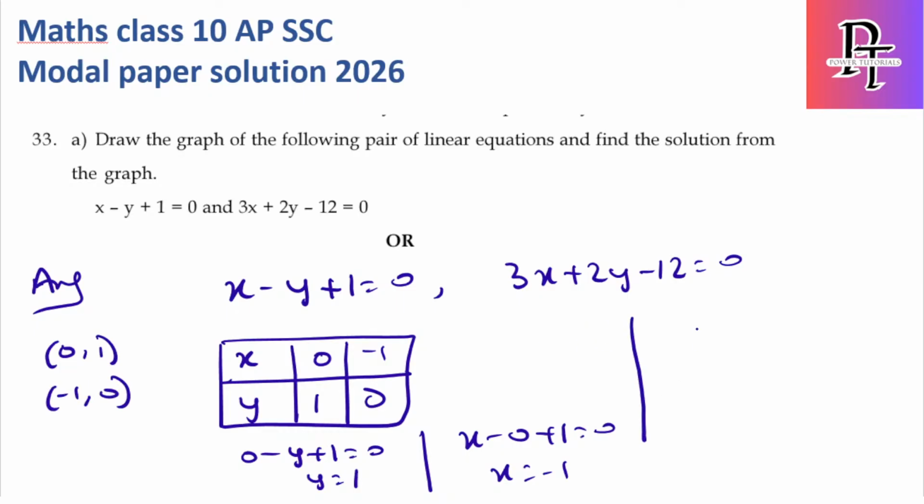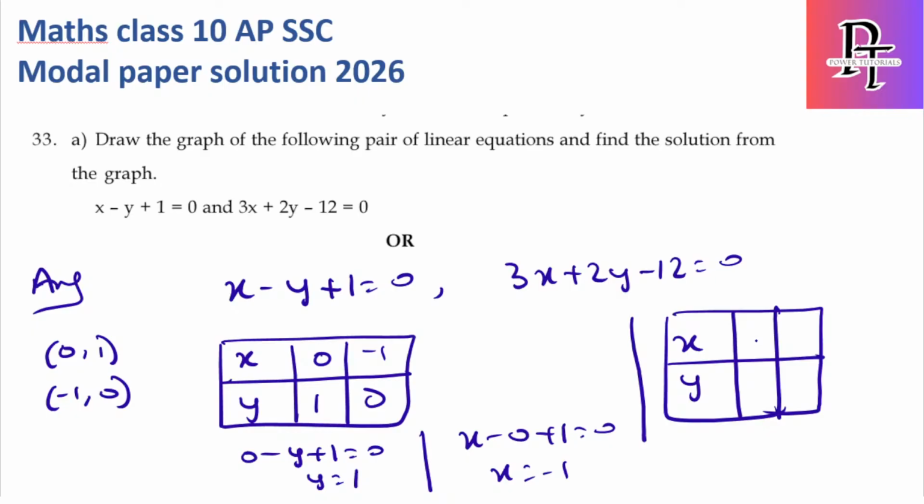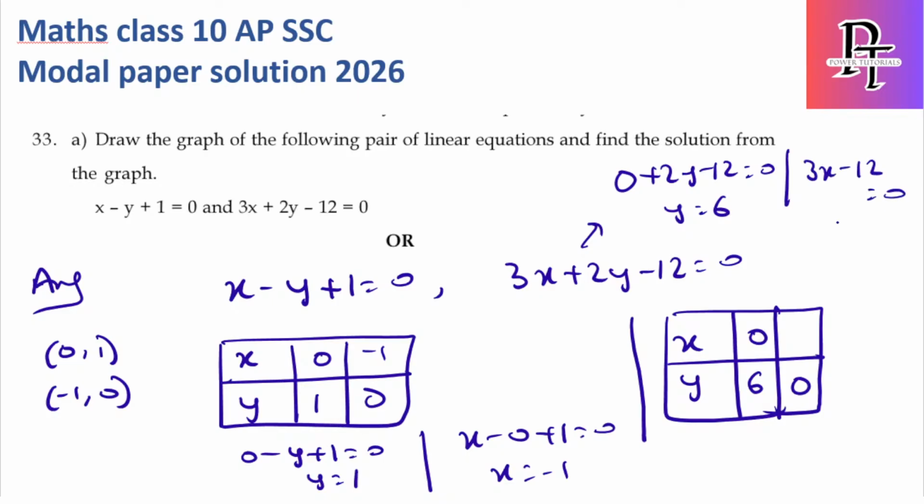Same way, for the second equation, again substitute x as 0, y as 0, you'll get 2 points, because this is a much easier way to get the points. We substitute x as 0: 3 into 0 is 0 plus 2y minus 12 is equal to 0. So the y value is 6. If I keep y as 0, then we'll get 3x minus 12 is equal to 0. So the x value will become 4. So I got the other 2 points, which are 0, 6 and 4, 0.